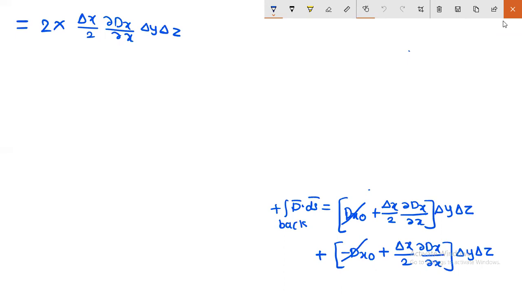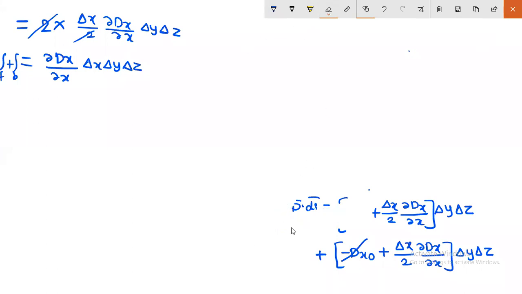Yes. Okay. So delta x and delta y. Okay, so this 2 will get cancelled, and you will get only ∂Dx/∂x into delta x, delta y and delta z. Okay, up to this point clear? This is for the front plus back.